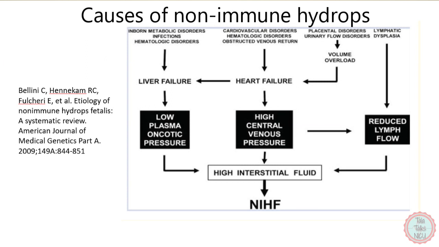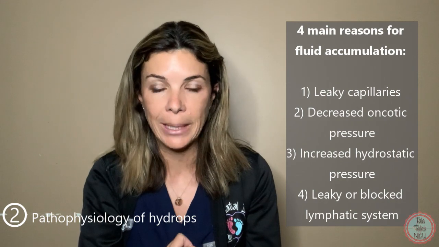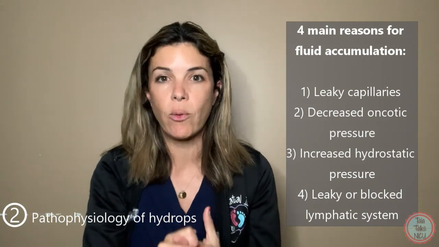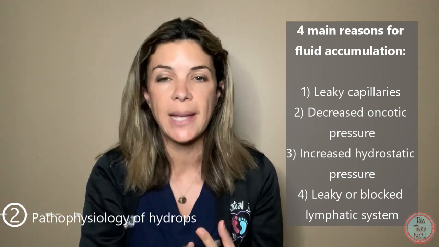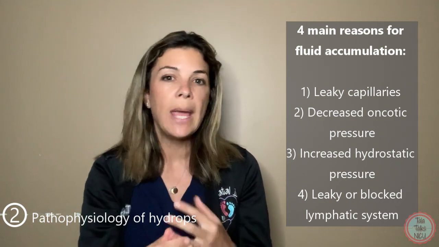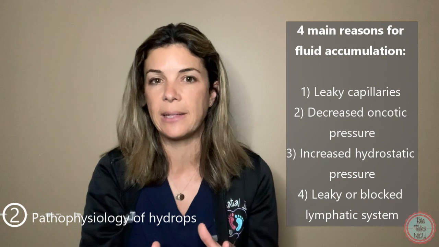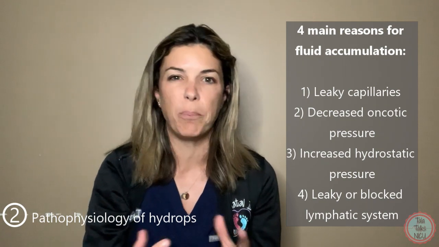So let's summarize and just go over the 4 main reasons that there could be a fluid accumulation in a baby and cause hydrops. So 1, you can have leaky capillaries. 2, decreased oncotic pressure. 3, increased hydrostatic pressure. Or 4, some sort of issue with the lymphatic system, whether it's leaky or it's blocked.